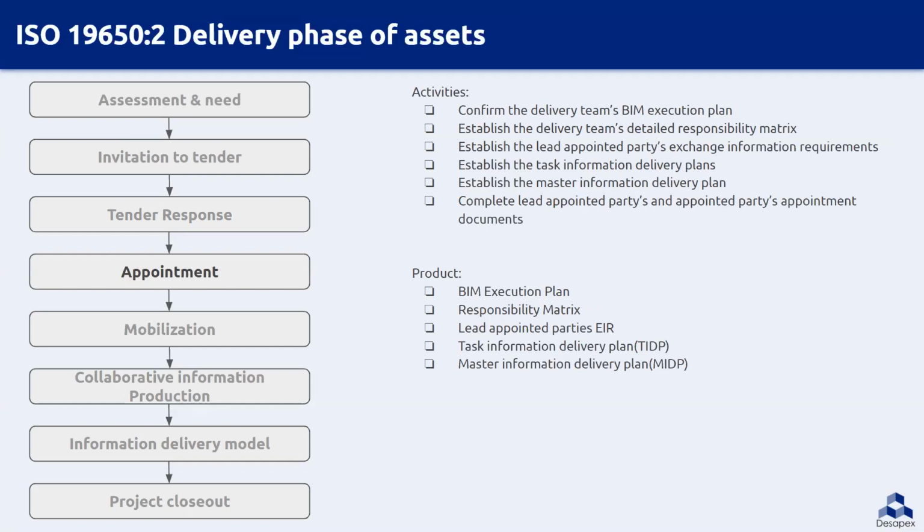So next is the appointment. Once the delivery team is appointed, the confirmation on the BEP is given. It is with the agreement with each appointed party on record. It guides to establish the delivery team's high-level responsibility matrix. With the EIR and the lead appointed party, the TIDP and MIDP, task information delivery plan and master information delivery plan, are prepared.